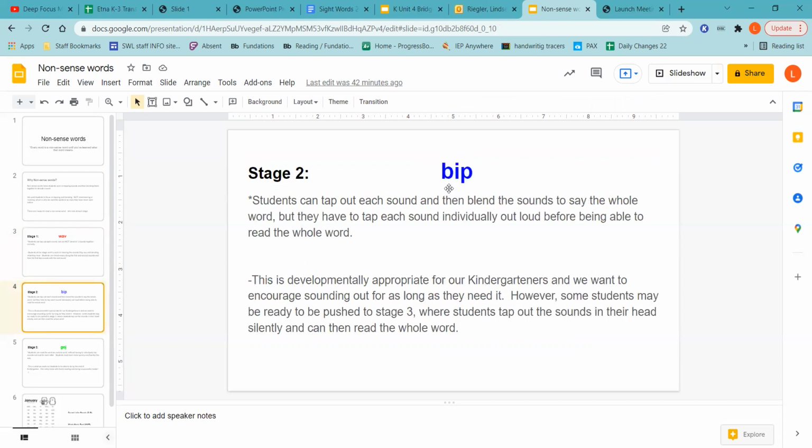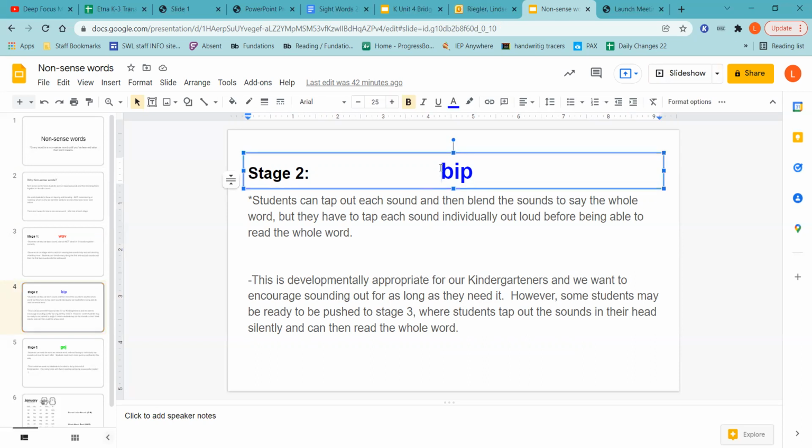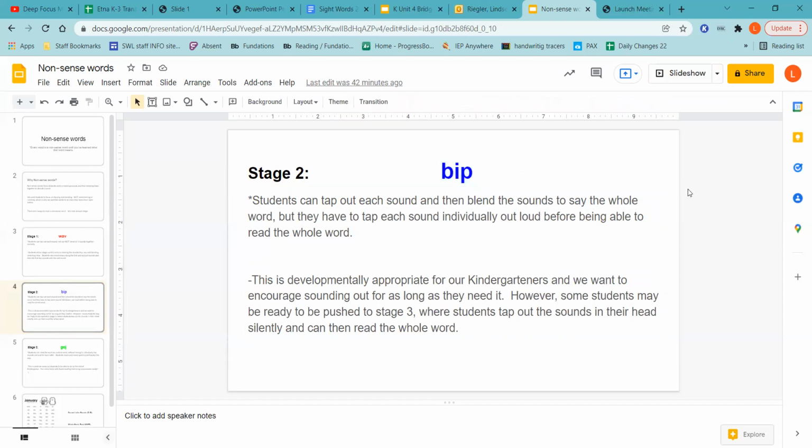Stage 2 is where students can tap out each sound and blend those sounds together. Let's look at this blue nonsense word. A student in stage 2 can look at this word and say "b, i, p, bip." They are able to tap each sound and then blend it together. This is developmentally appropriate for our kindergartners, and we want to encourage them sounding out for as long as they need it. However, some students will be ready to get to stage 3, where they will tap out those sounds in their head instead of out loud to read it as a whole word.